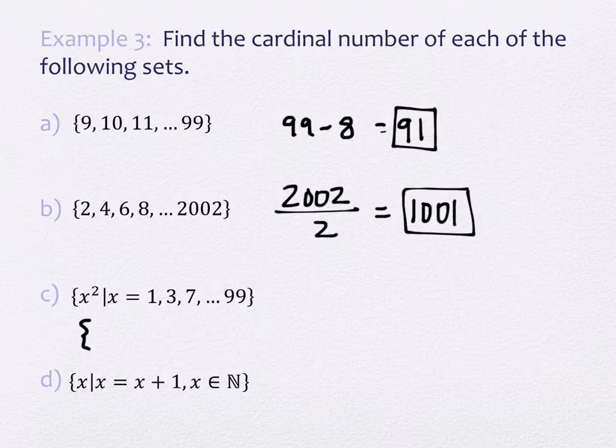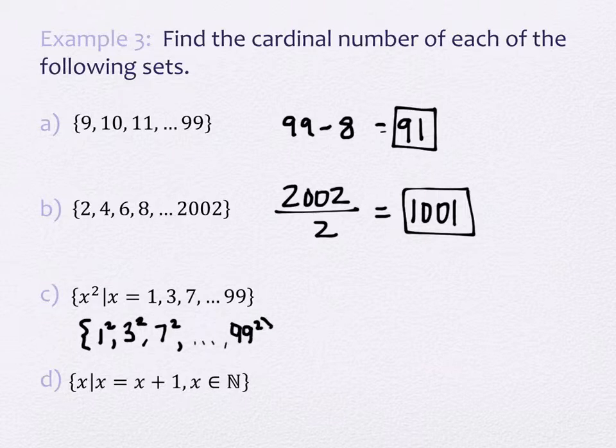This first one says that we're going to have all of the numbers that are x squared when x is the numbers 1, 3, 7, all the way up to 99. Okay? So I know you can square numbers, but basically I want to show you that all they're telling you to do is to do 1 squared, 3 squared, 7 squared, all the way up to 99 squared. Everybody with me on that? That's all this set is, the squares of these odd numbers. So the question then is, how many of these are there?